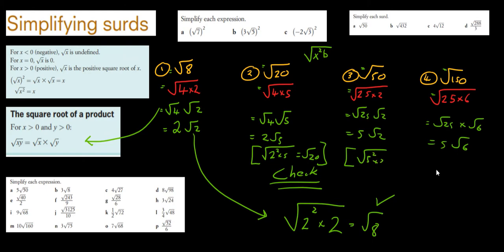5 squared times 2, which is the root of 50. And we've got 5 squared times 6, which is the root of 150. That's the really nice thing about surds, is that you can check your answers as you go along.